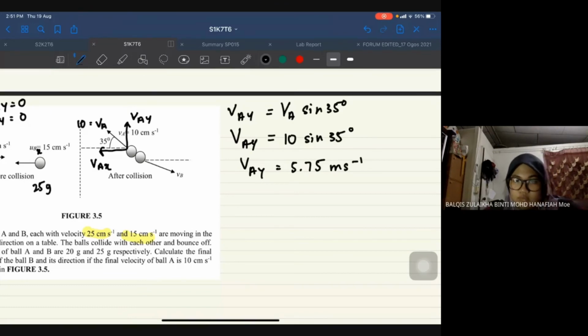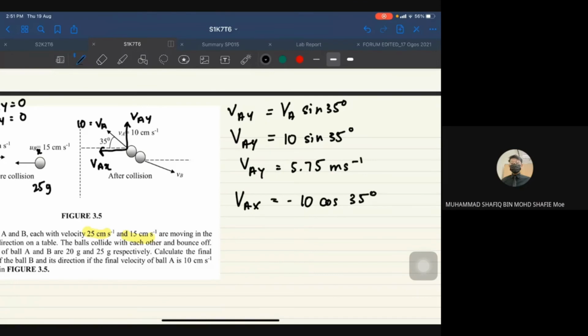Okay. Now VAX, you can do the same with VAX. Okay, VAX positive or negative? Negative. Okay, sebab dia to the left, right? So I just put negative straight away so that I don't forget to put later on.